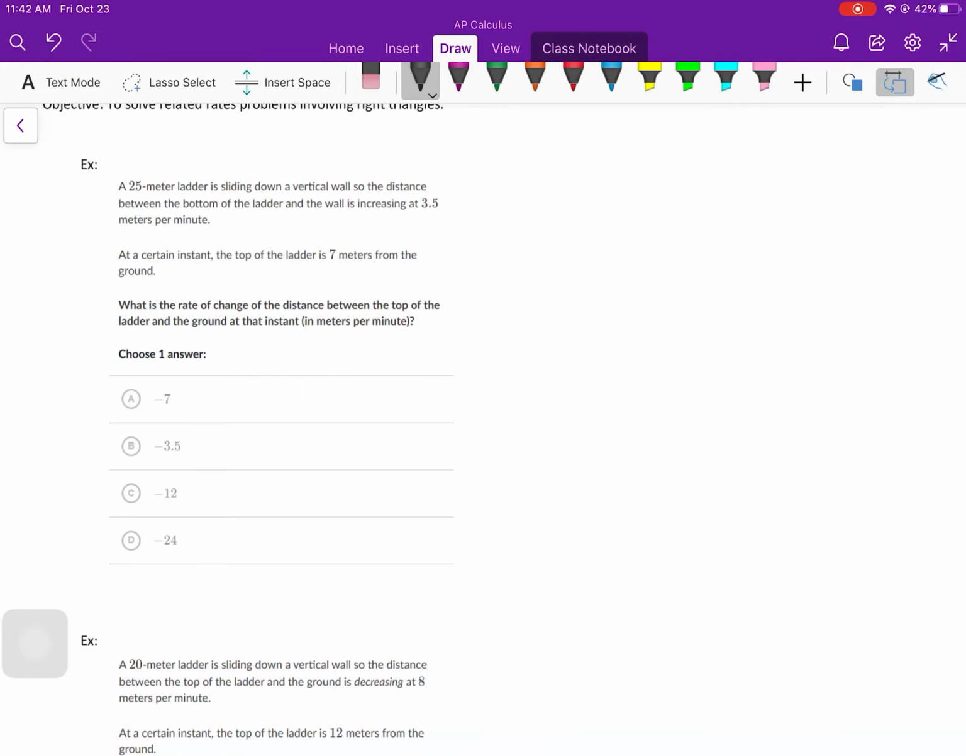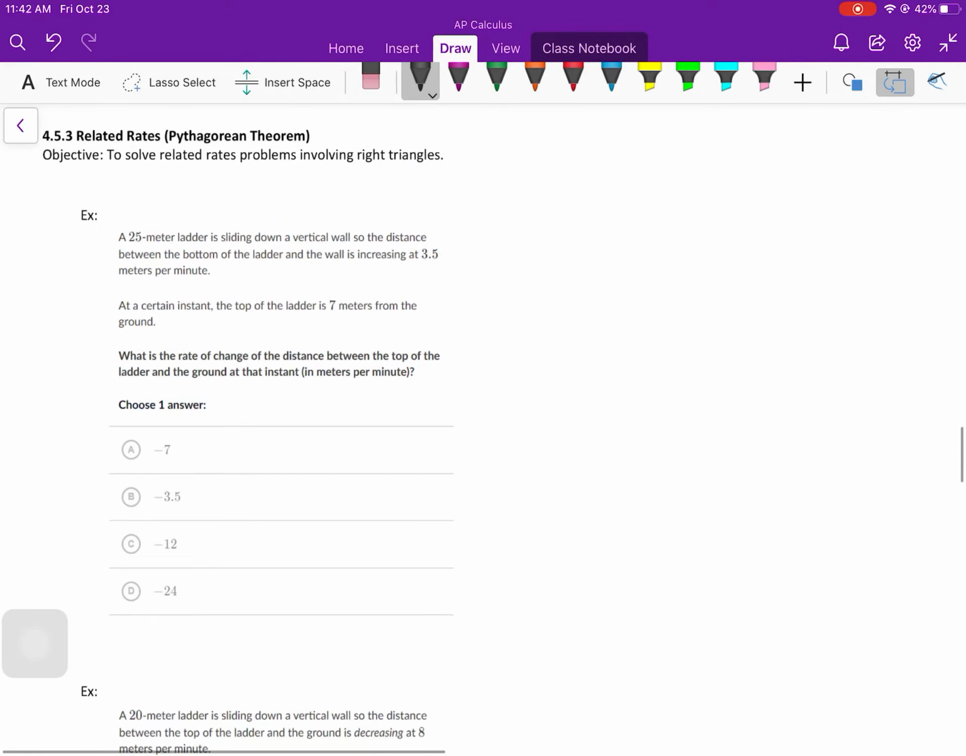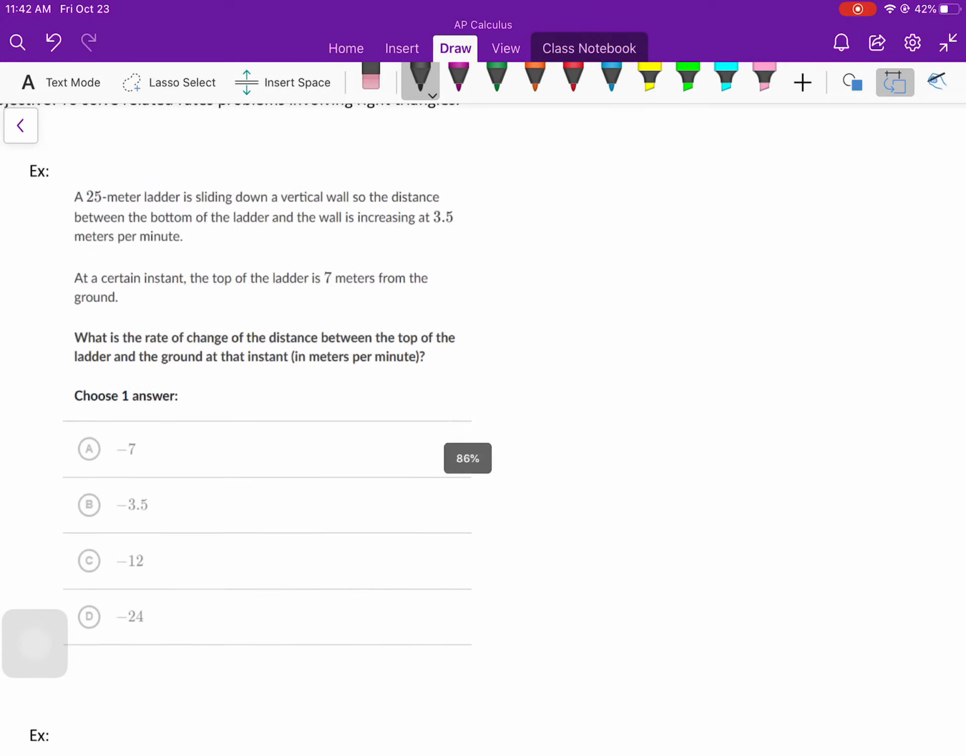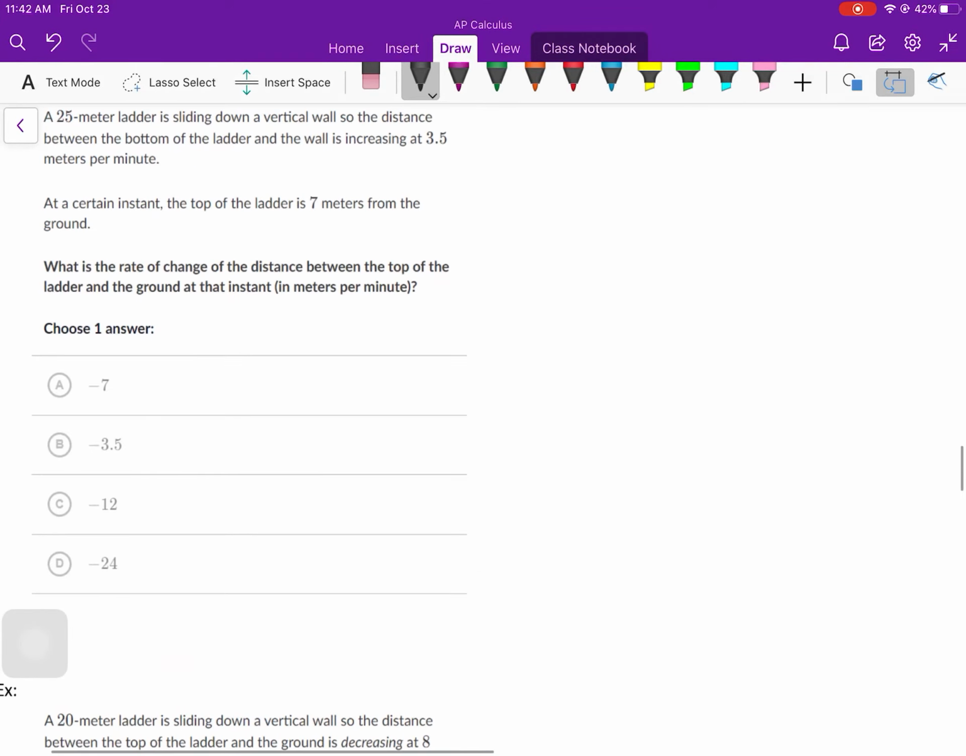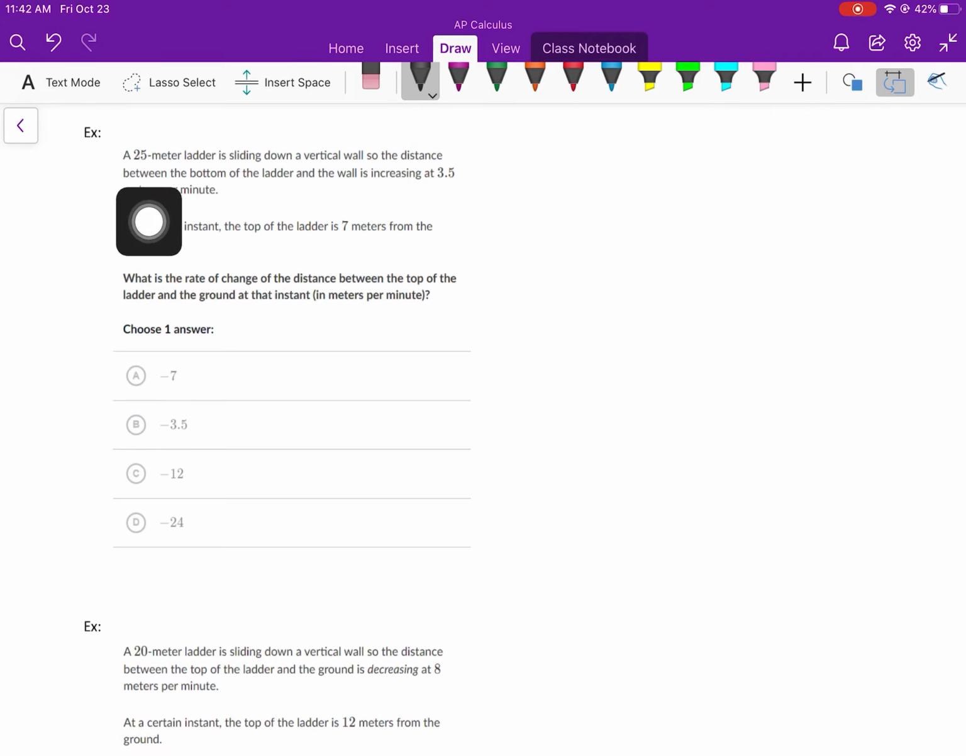So these are definitely the problems we need to draw pictures on, and this is going to be the Pythagorean theorem problems. Really helps to have the pictures on these, I'm telling you. So a 25-meter ladder is sliding down a vertical wall, so the distance between the bottom of the ladder and the wall is increasing at 3.5 meters per minute, because everyone likes to slide ladders down a wall. Not really sure the real life application, but we're going to go through it.